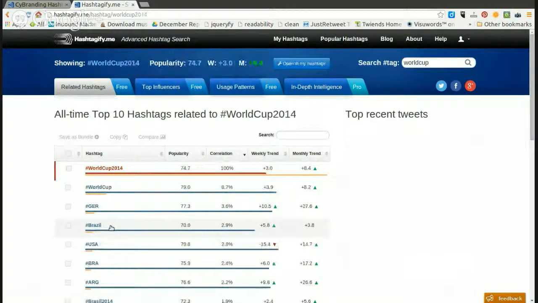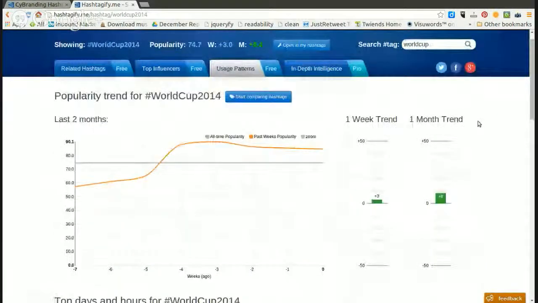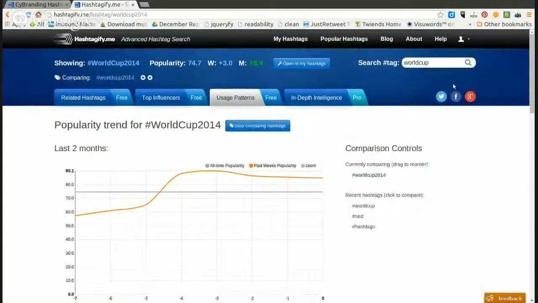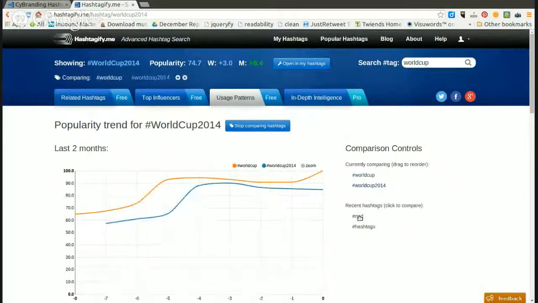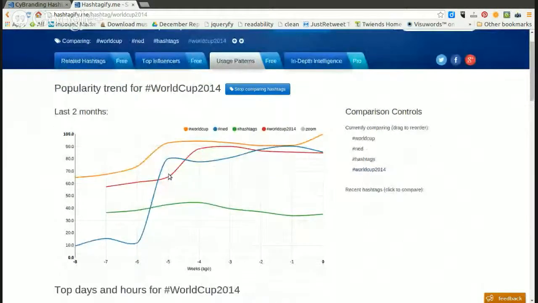If we click here again, we can see, for example, the usage pattern. But we can also do something more. I don't know if you noticed this, because we try to keep what we show not too cluttered, but there are many things that you only see when you start comparing hashtags. I can choose, for example, World Cup, and then Netherlands, and I can see a comparison of the trend. That is fabulous. So this way you can compare the trend between these different hashtags.